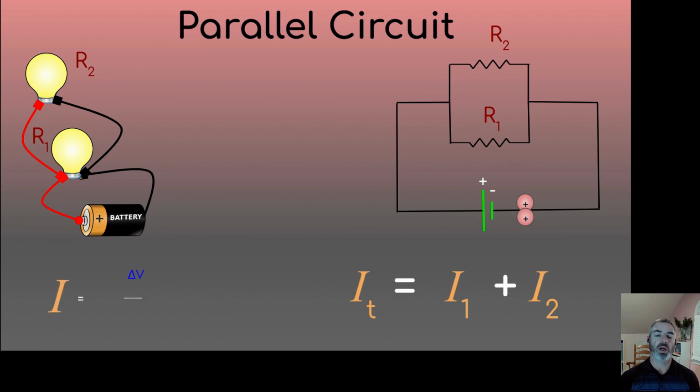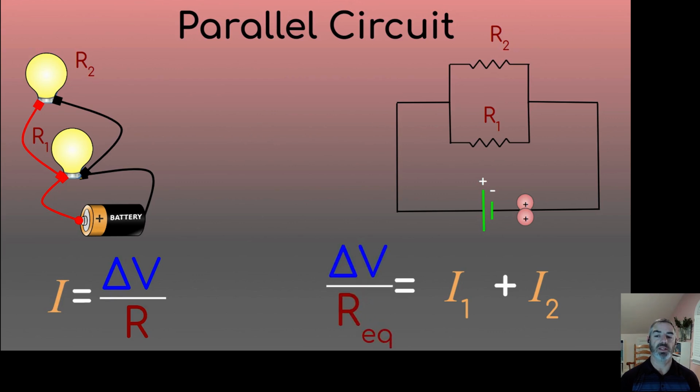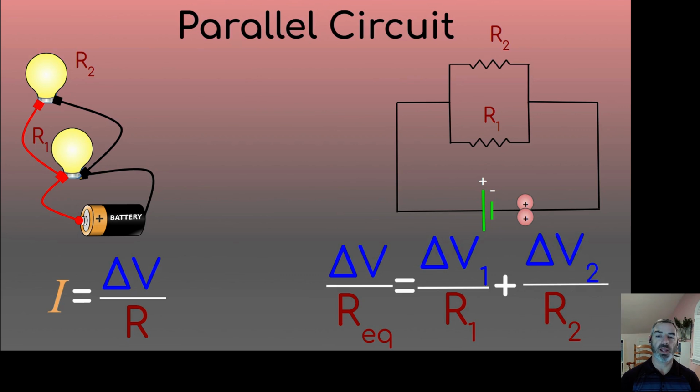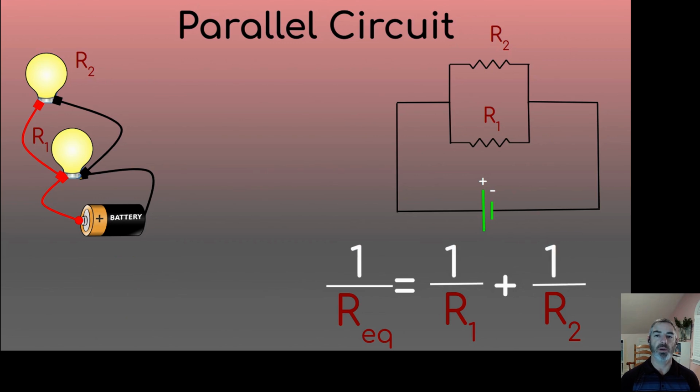And if we use Ohm's law, I equals delta V over R, and substitute in, delta V divided by the equivalent resistance is going to equal delta V1 over R1 plus delta V2 over R2. Well, what we know in a parallel circuit is that the potential across each resistor is going to be the same as the potential across the battery, so we can cancel those out. We end up with 1 over the equivalent resistance equals the sum of the inverse of each of the individual resistors.